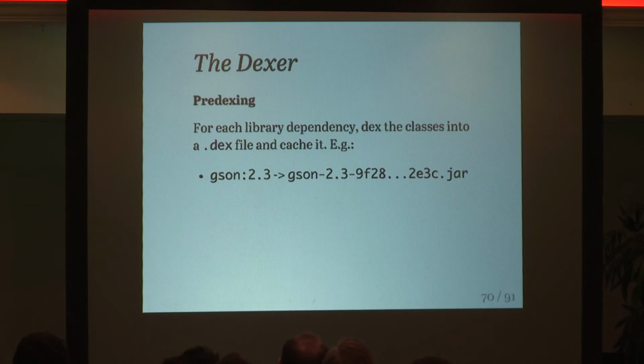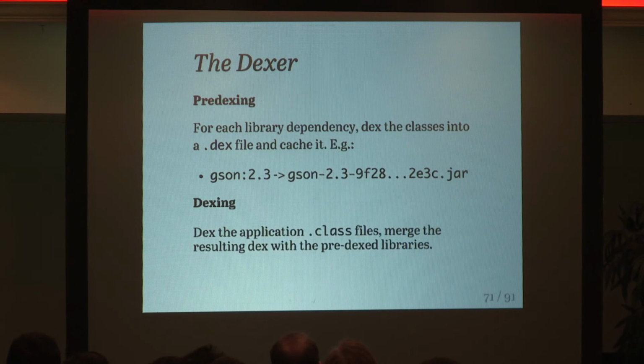So the Dexer. The dexing was like half of this build, right? So let's try to understand what the Dexer does. There are two tasks in a normal Android build; one is called the predex task. This one takes all of your library dependencies, dexes them and caches them in .jar files. What this means is, if I run a build once, then make some changes and run the build again, all of these libraries don't need to be dexed again, because we've already dexed them.